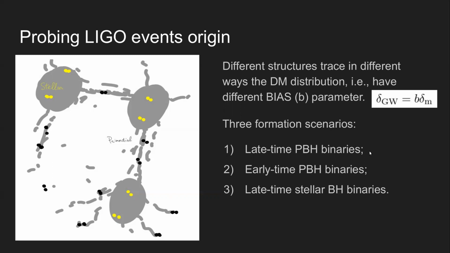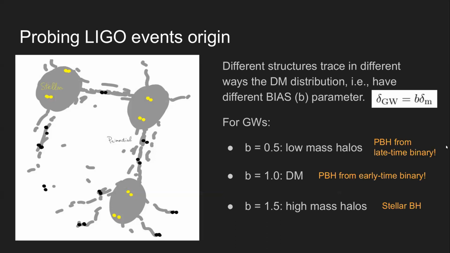Another possibility is that these binaries form already during the radiation domination era. So these objects are created, and as soon as they are created, they start to move around, and they can form binaries through the same mechanism. And in the third one, you have the traditional channel in which your star evolves and forms a black hole. So it turns out that these three channels are associated with very different bias parameters, because the binaries characteristic of each channel trace the dark matter distribution in very different ways.